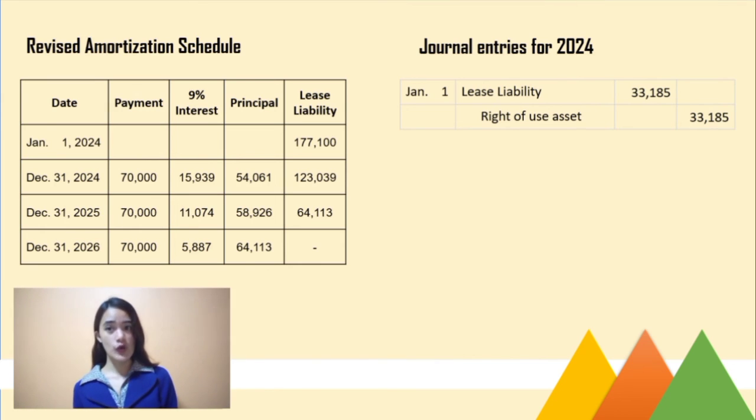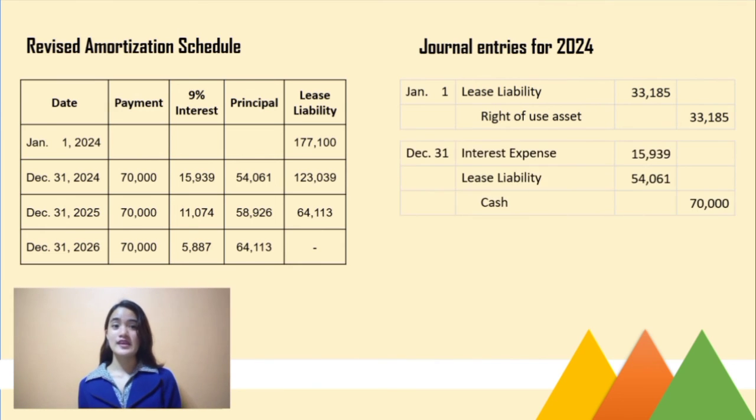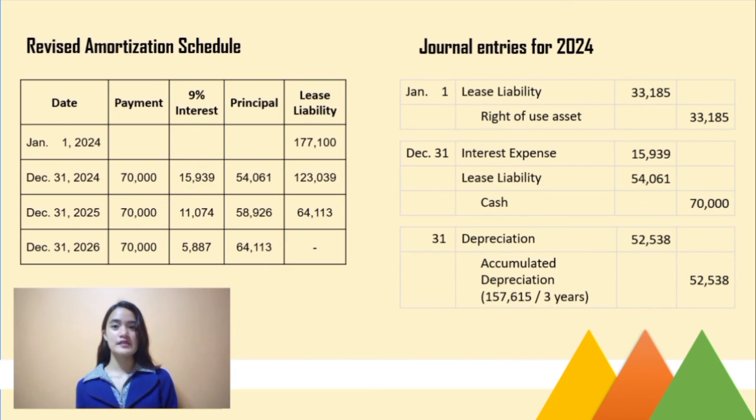On December 31, same pa rin yung magiging entries natin. Interest expense, debited, 15,839 pesos. Credited si cash with yung annual payment niya na 70,000 pesos. And debit the lease liability of 54,161 pesos. Lastly, yung depreciation natin will be debited amounting to 52,538 pesos and credit the accumulated depreciation with the same amount.